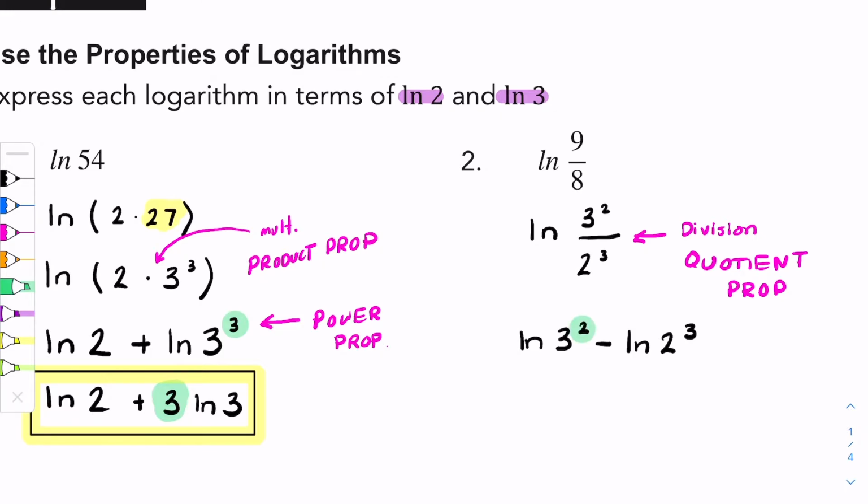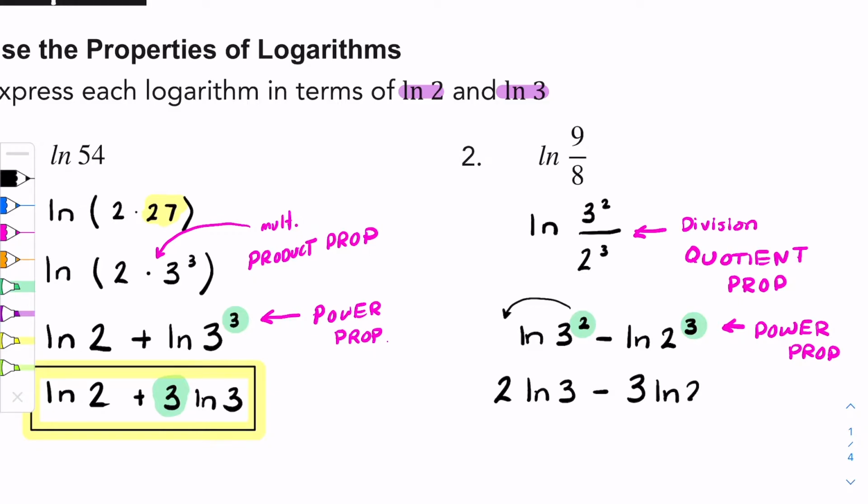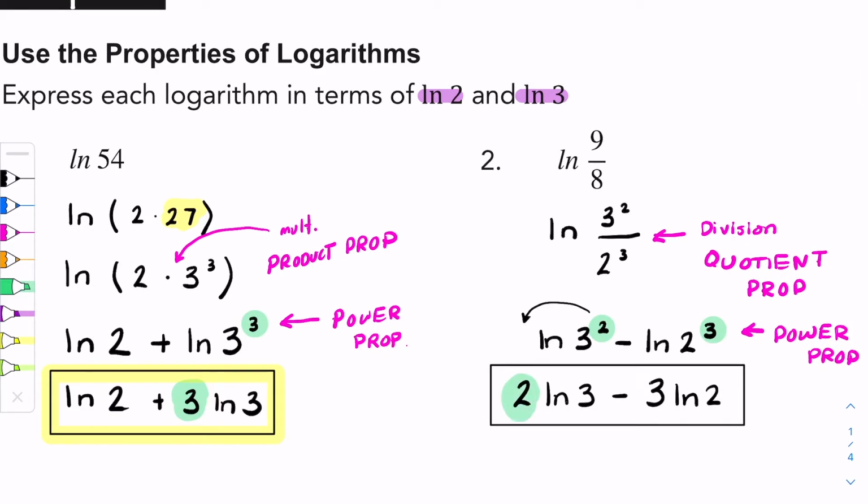Now that I have exponents, I can use the power property. And the power property allows me to write those exponents in front of the function. So this becomes 2 times ln of 3 minus 3 times ln of 2. And that's your final expanded answer. There is no more multiplication, division, or exponents.